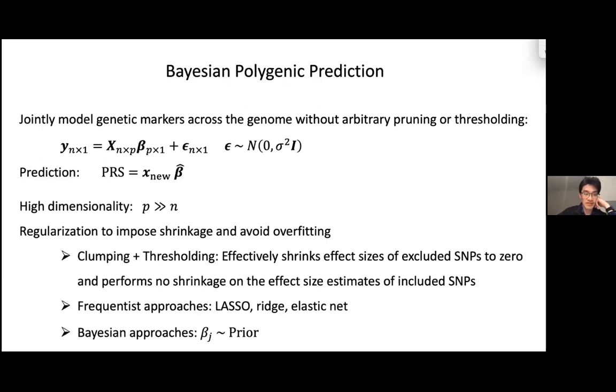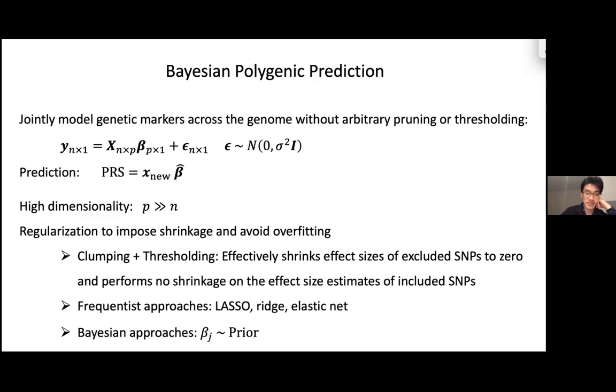So the methodological challenge here is that in genomic prediction, we often have many more SNPs than the number of samples we have. So this is an ultra high dimensional regression problem. And we need to regularize the effect size estimates to avoid overfitting. And so we know that this pruning and thresholding method can actually be considered as a specific way of regularizing and shrinking the SNP effect sizes, because it in essence shrinks the effect sizes of discarded SNPs to zero and performs no shrinkage on the effect size estimates of selected SNPs. But we have discussed that this shrinkage scheme may be arbitrary and suboptimal.